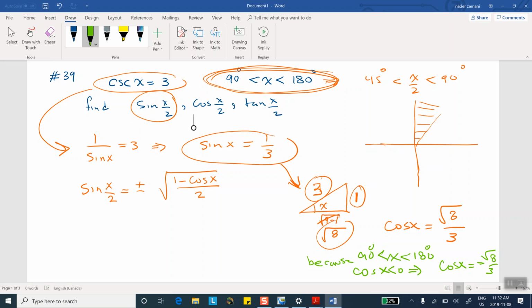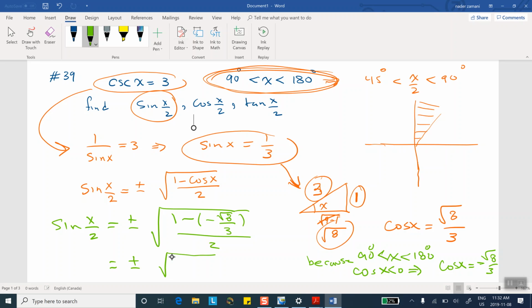Okay, so we have sine of x over 2 equal to plus or minus square root of 1 minus cosine of x, we said negative, minus root 8 over 3, divided by 2. So this is plus or minus square root of 1 plus root 8 over 3, divided by 2.